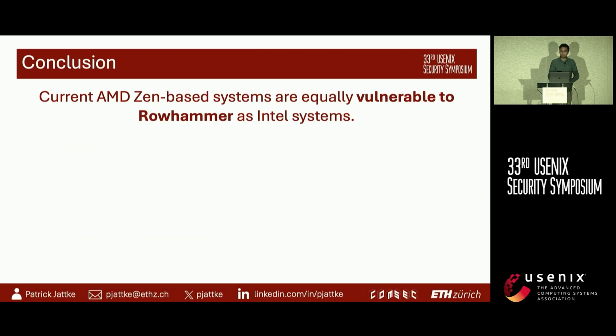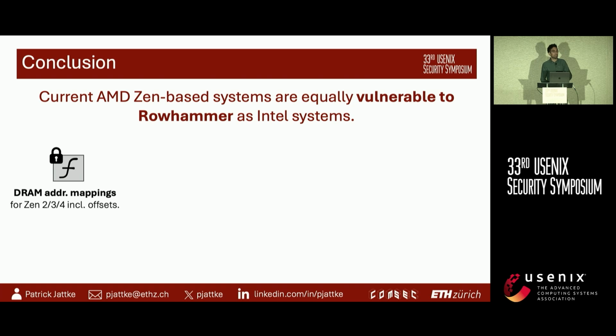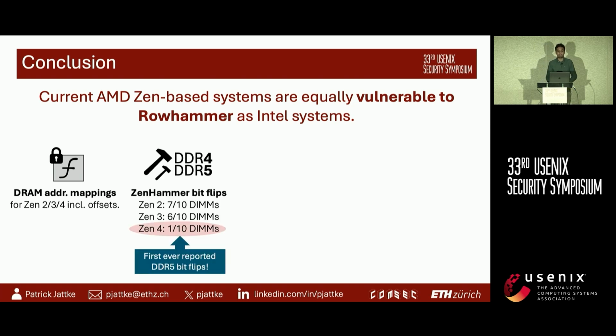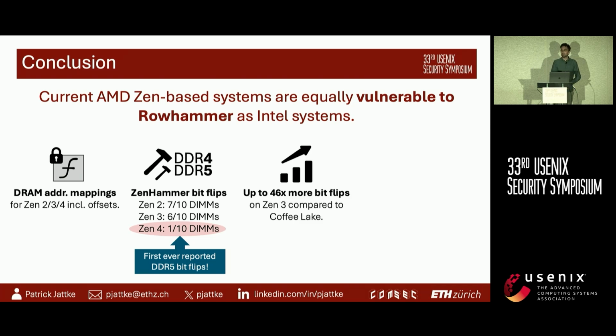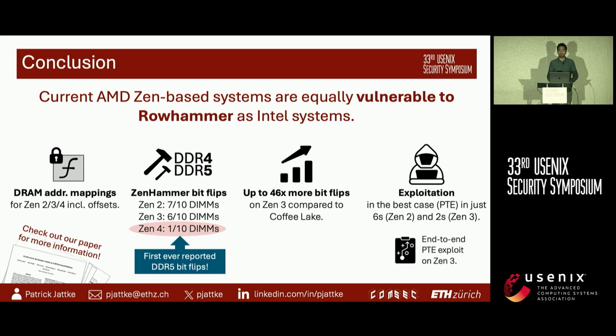To conclude, we showed that AMD Zen-based systems are equally vulnerable to Rowhammer as Intel systems. We disclosed for the first time the secret DRAM address mappings for Zen 2, 3, and 4, including their offsets. We showed bit flips on 7, 6, and 1 DRAM devices on Zen 2, 3, and 4, respectively, and the first DDR5 bit flips. We also showed up to 46 times more bit flips on Zen 3 than on Coffee Lake, and we showed how this high number of bit flips translates to exploitation.